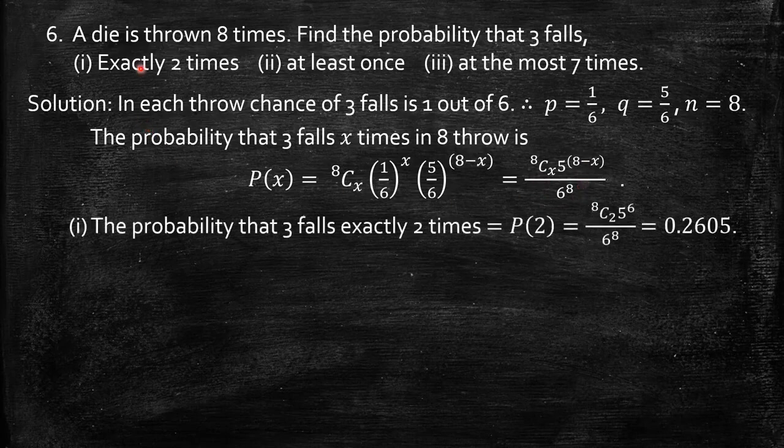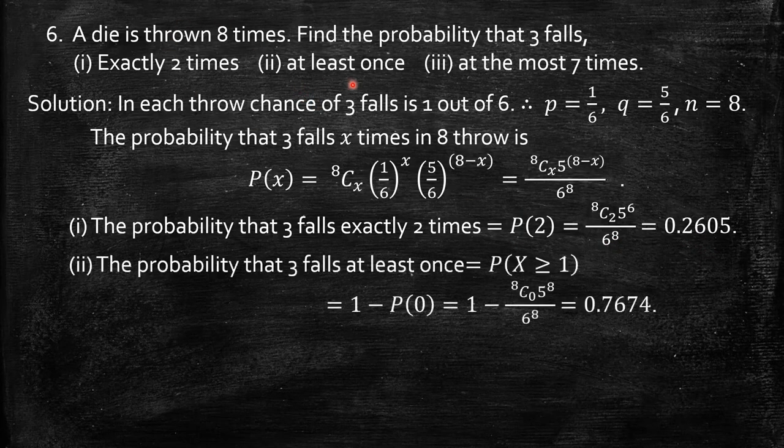Now I can go for each probability, that is probability that 3 falls exactly 2 times, that is P of 2. Substitute x equal to 2, 8C2 5 power 8 minus 2, that is 5 power 6, by 6 power 8, which simplifies to 0.2605.